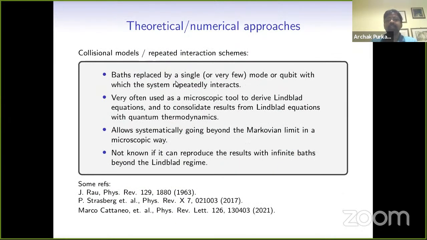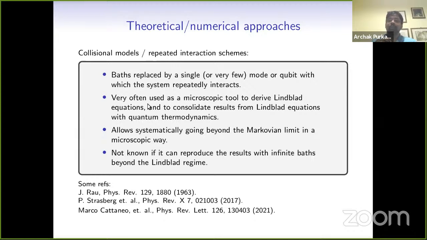The next method is probably not so popular, but has been around for quite a long time. It's called collisional models or repeated interaction schemes. Instead of the bath in the thermodynamic limit, this says, okay, forget about it. Let's do something simpler: a bath with just one qubit or one mode or a few modes and so on, which then repeatedly interacts with the system.